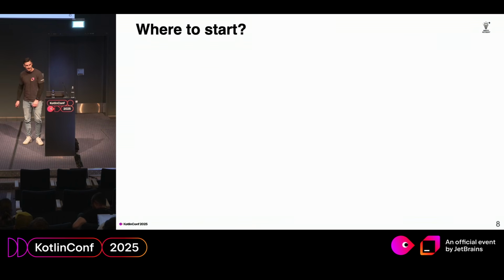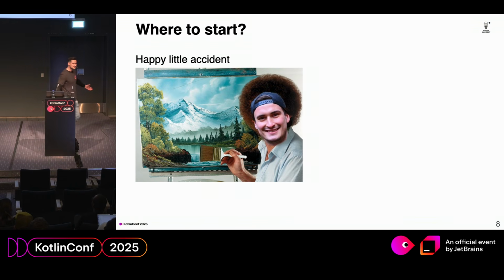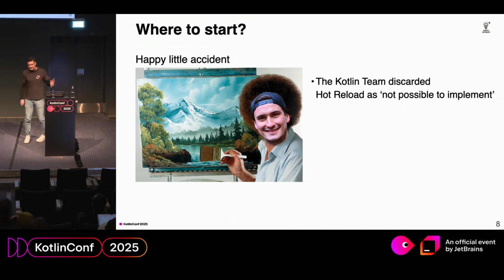Now, where to start? And quite frankly, nobody wanted to build Compose Hot Reload. It was just a happy little accident because I'm still part of the Kotlin team. And at this time, when I started, the team, me included, discarded hot reload as being just not possible to implement or not feasible.